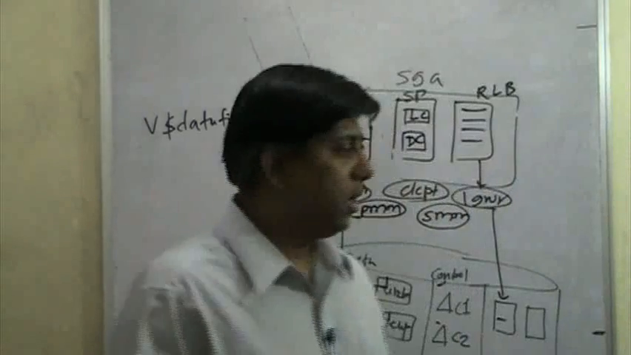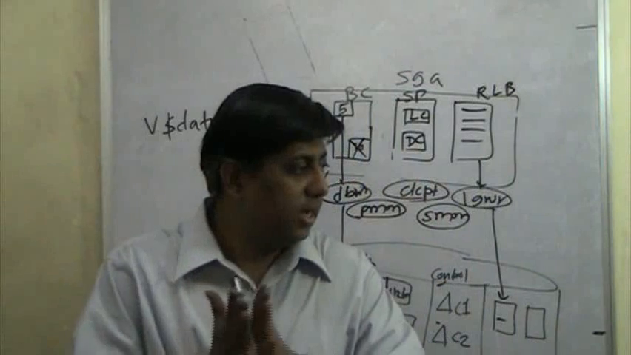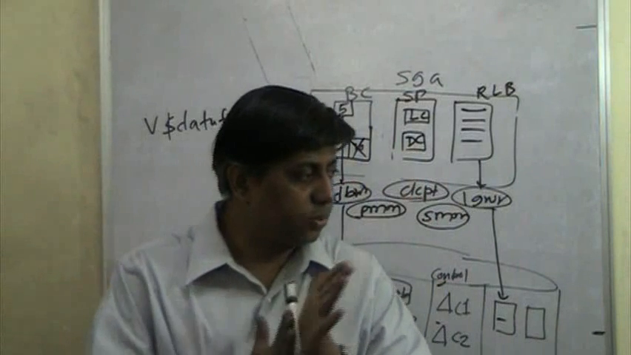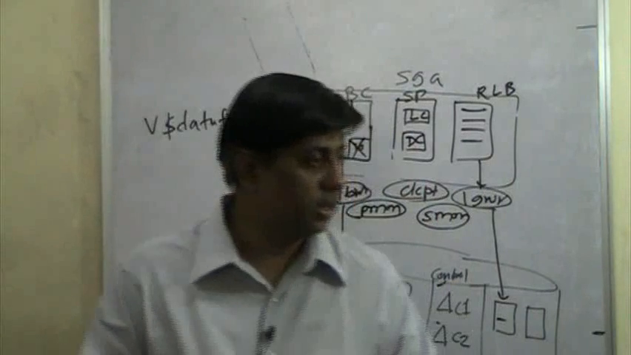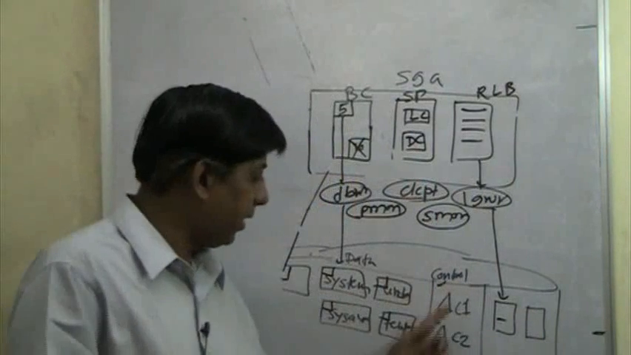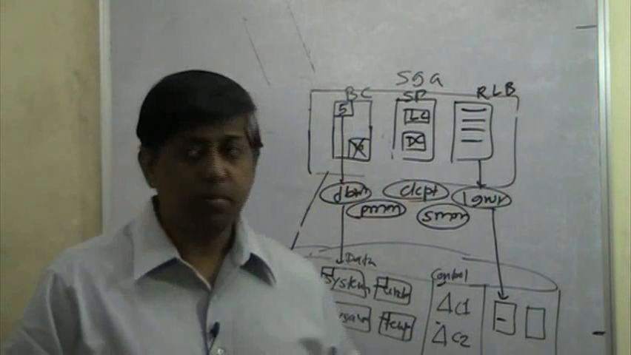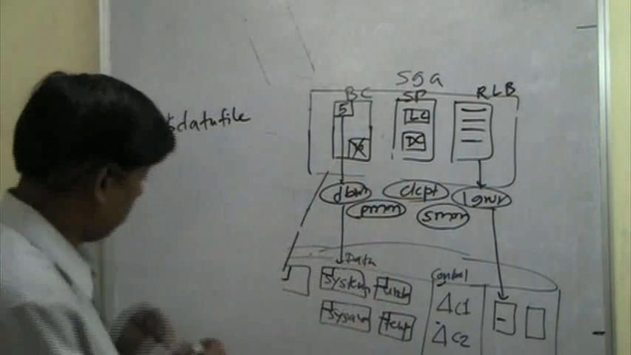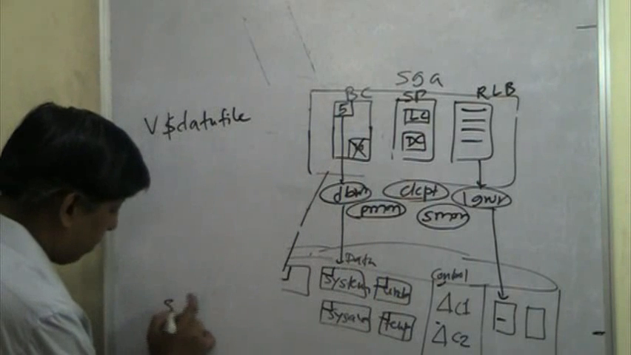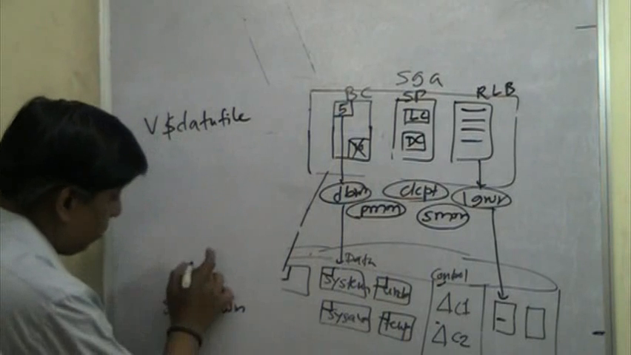Now I have a simple true and false question. Tell me if this statement is true or false. If one of the control files is missing, we can mount the database, but we cannot open the database. It is correct. So how do we start? We start from the shutdown, the total. Then we go to which state? NOMOUNT.